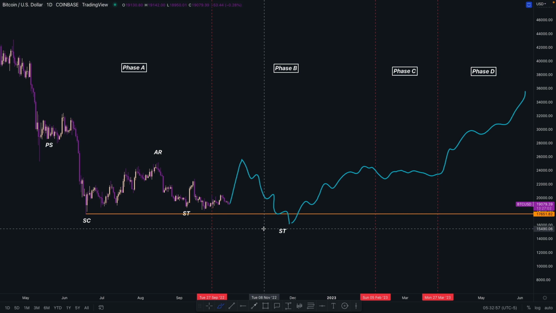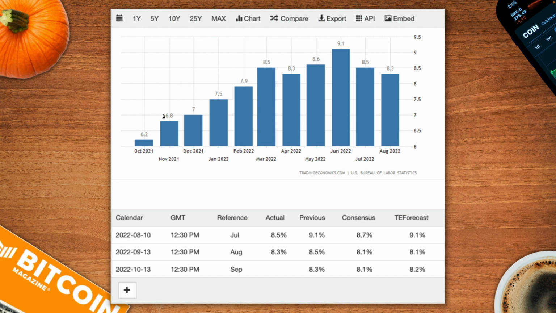But those are kind of my two accumulation schematics that I wanted to show you guys on the weekly and on the daily. You guys in the comments, let me know, what do you think is more probable? Do you think this is even probable for the accumulation schematic, or is it just something else that we're completely missing? Now, the last thing I want to talk about before I let you guys go is the inflation reports coming out on Thursday, October 13th.